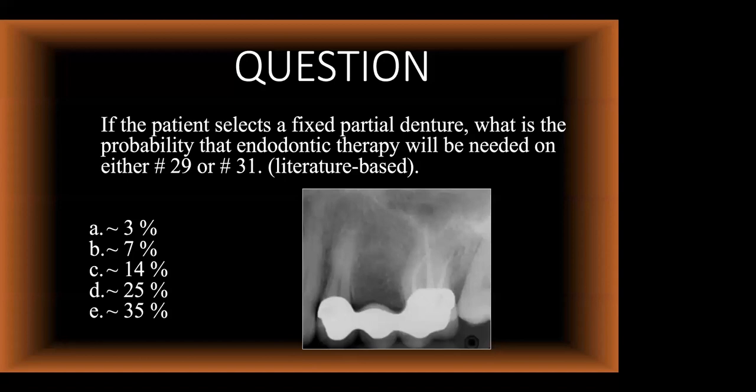So if this patient selects a fixed partial denture, what is the probability that endodontic therapy will be needed on either one of the abutments, number 29 or 31? A is 3%, B is 7%, C is 14%, D is 25%, and E is around 35%. And this is based on literature. So please select one of the answers here and push submit.